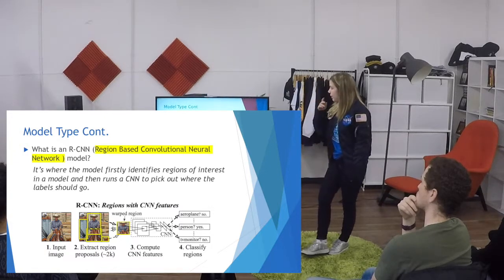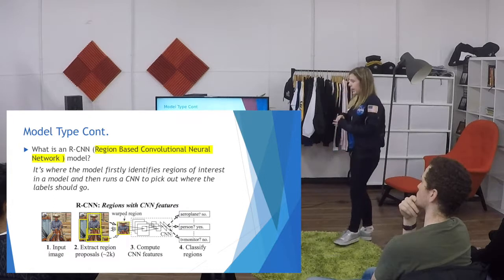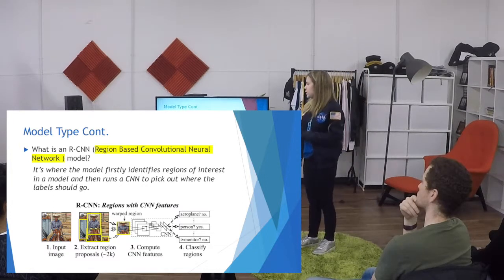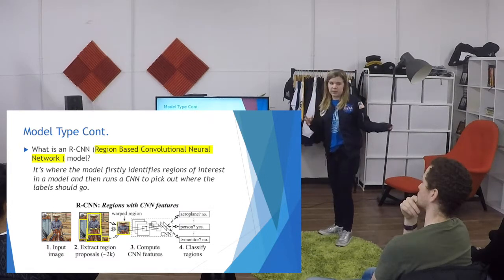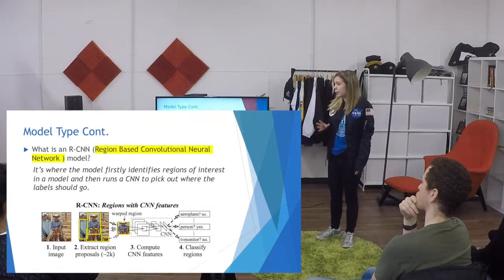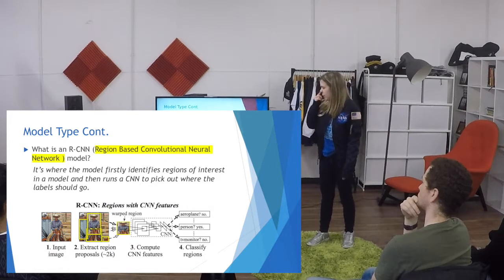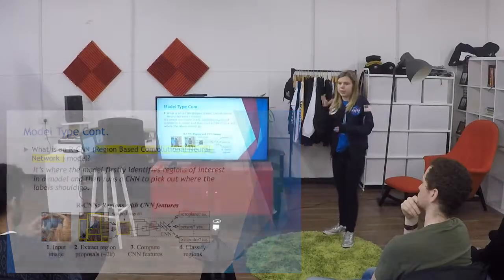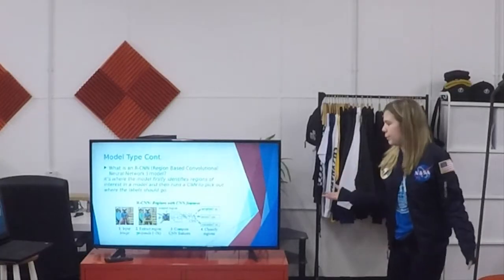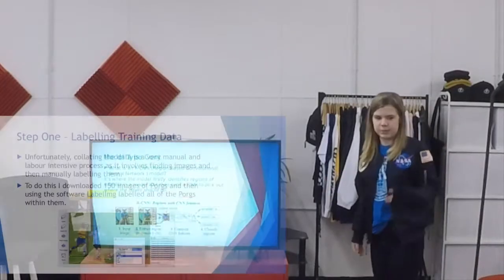I put a little bit about RCNN models, which are region-based convolutional neural networks. Pretty much it's a model that firstly identifies regions of interest in a photo and then runs convolutional neural networks on those regions to pick out where the actual bounding box is or where the actual object detection is going to work.